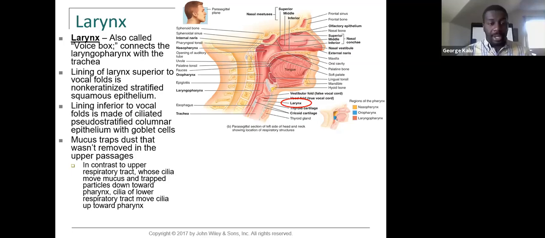Okay, so that is that. And again, if you wake up in the morning and you're really congested and you have these loogies, the larynx is where you're pulling some of that gunk from. All right, so that's the larynx.